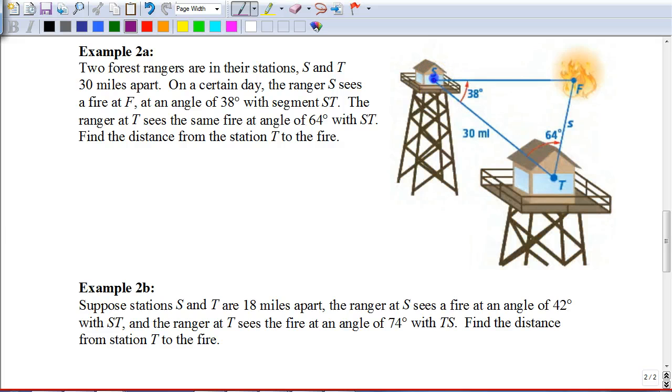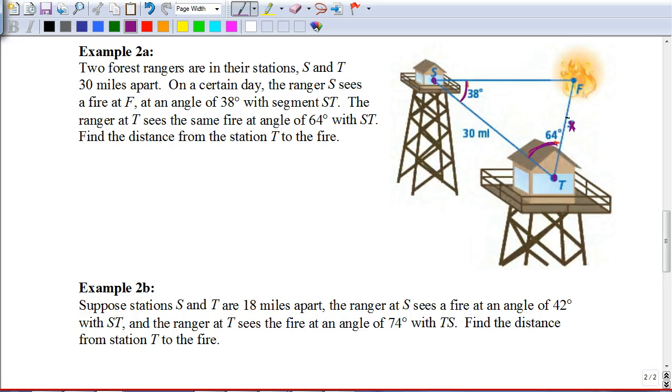Okay, so here's station S, here's station T. It's saying that we have a 38-degree angle formed beside ST, so that's your 38-degree angle. The ranger at T sees the same fire at 64 degrees from side ST. Find the distance from the station T to the fire. So we're trying to figure out this. I'm going to call this X instead of S. It's too easy to look at S and think that's 5.